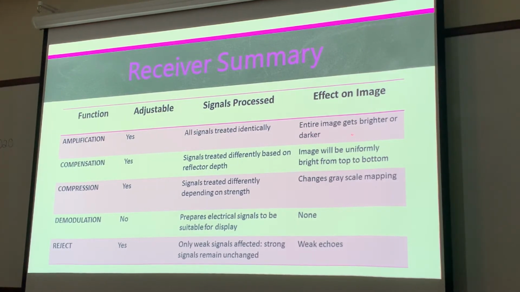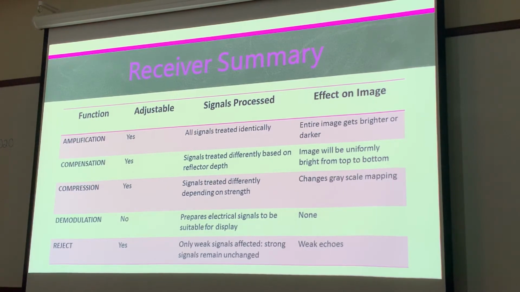Amplification, the entire image gets brighter or darker as a whole. All signals are going to elevate and decrease depending on which way you turn your knob. All right, so compensation. That's our TGCs, guys. That's just a short word for it. Compensation, time depth compensation. That's what compensation is. It's going to treat signals differently based on the depth.